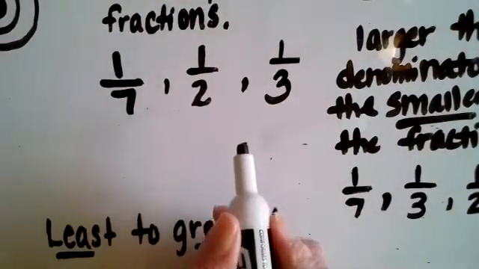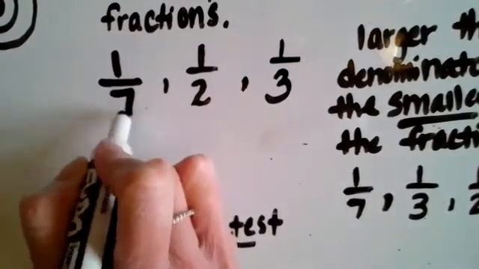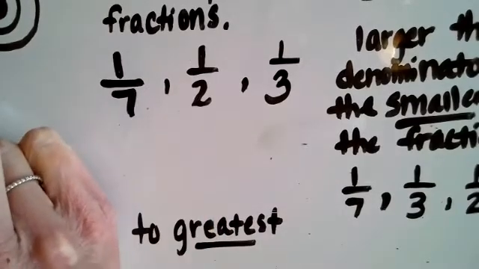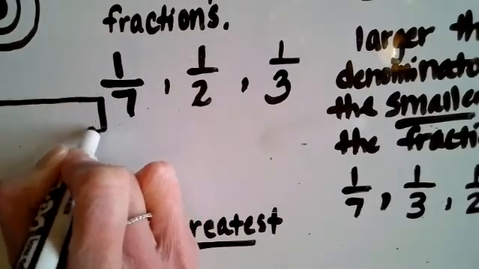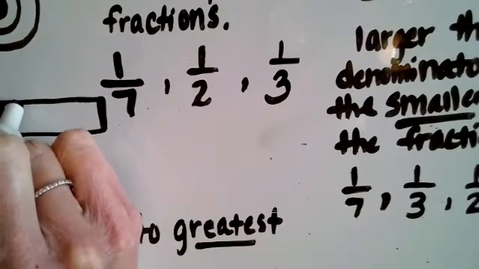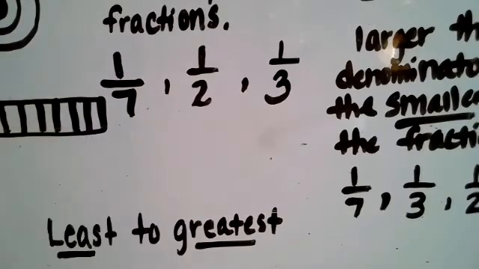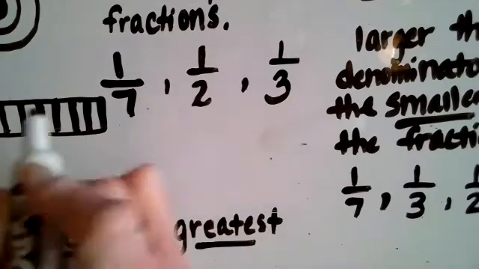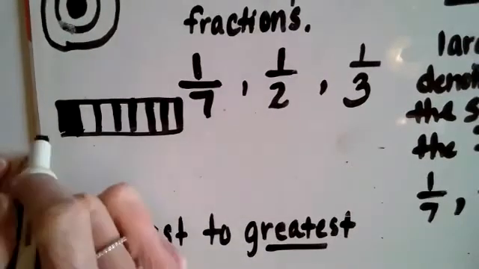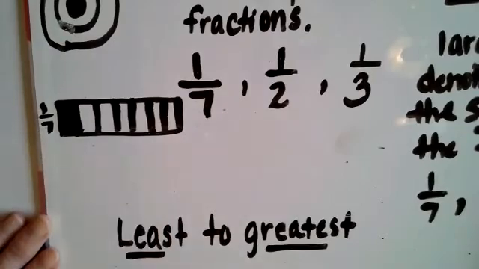I switched my statement from a pie to a candy bar because it's kind of hard to divide a circle into sevenths. But now that I switched it, I'm going to draw my candy bar. Split it into sevenths as best as I can, equal parts. I know I need 6 lines if I want 7 parts. And I'm going to shade in 1/7 and label that with my fat marker.